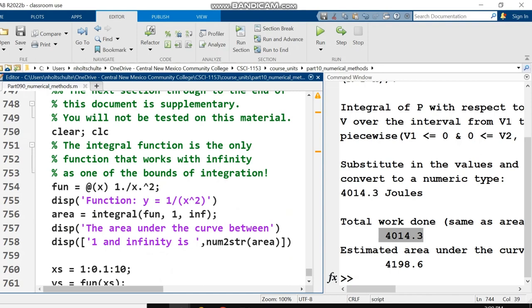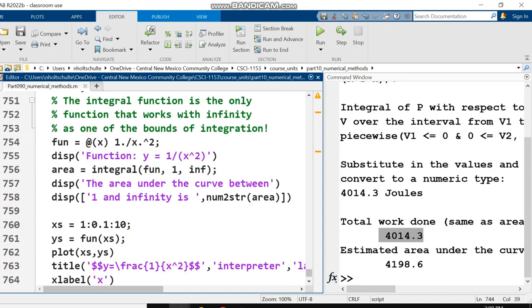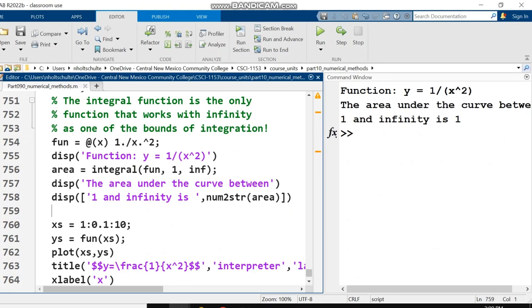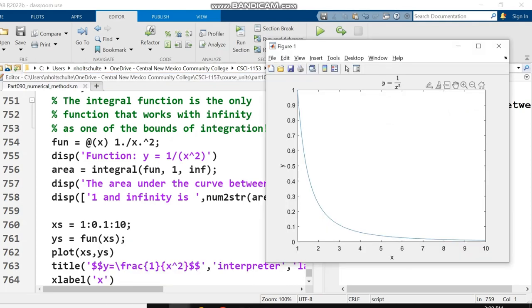One last little section on this video. The material that I'm going to cover right here is supplementary if you're taking my class, but if you're just watching along on YouTube, this might be interesting to you. So we've seen how to take area under a curve, but what if one of your bounds of integration is infinity? Here I've got the curve 1 over x squared, and suppose I want to find the area under the curve from 1 to infinity. MATLAB can do this, but it can't do it using the int function.